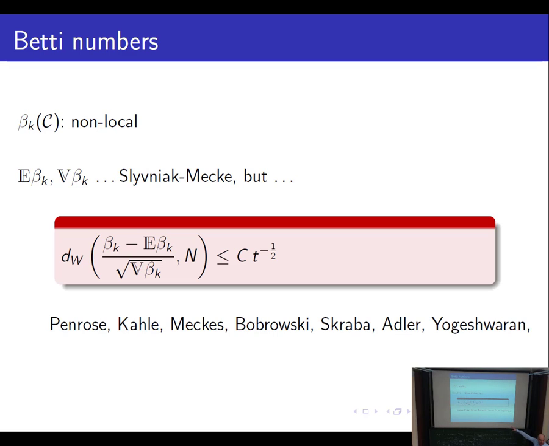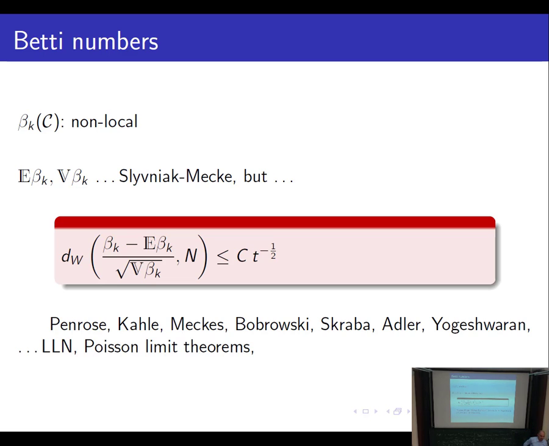Nevertheless, even in the book of Matthew Penrose, there were certain central limit theorems for the Betti numbers, I think for beta 0. Then in the more recent papers by Kahle and Meckes, Bobrovsky, Skraber, Adler, and so on, they could prove that there are central limit theorems in certain regimes. So the Betti numbers are really well understood. Again, in most cases using Stein's method, but now no longer using these local U statistics, because this does not fit into this framework.